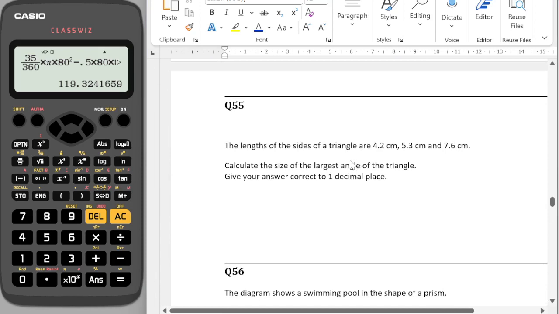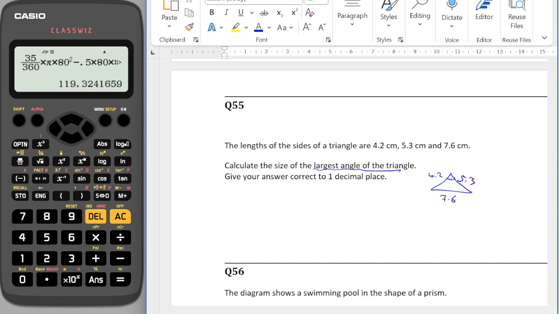Okay, question 55. The lengths of the sides of a triangle are 4.2, 5.3, and 7.6. Calculate the largest angle of the triangle, giving your answer correct to 1 decimal place. Okay, so the largest angle is going to be the angle in between the two shortest sides. So if I just do a very basic sketch, if I say that's 4.2, that's 5.3, and that's 7.6, the angle that I'm after is going to be that angle there.